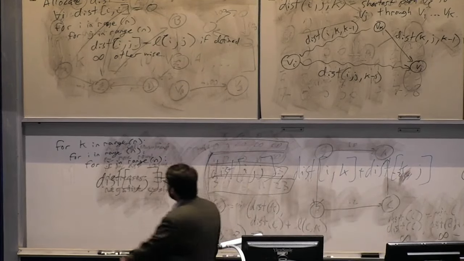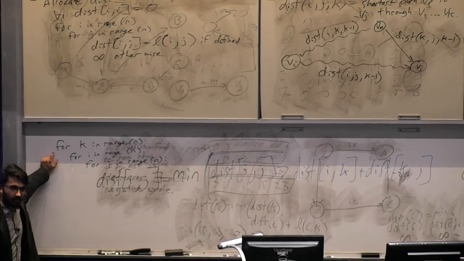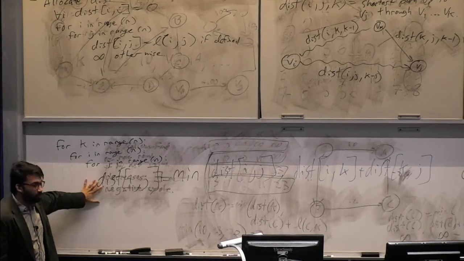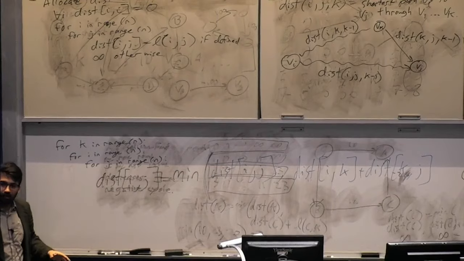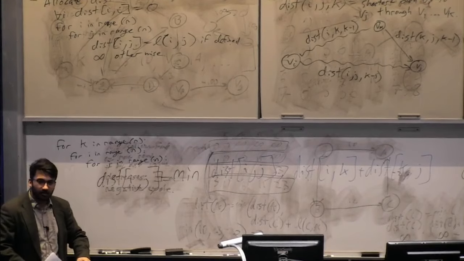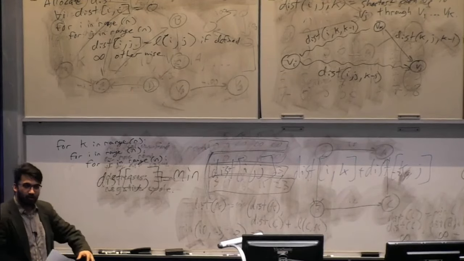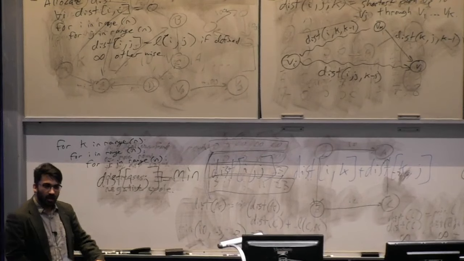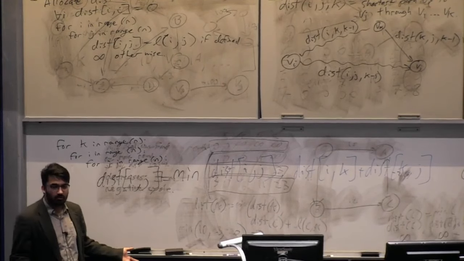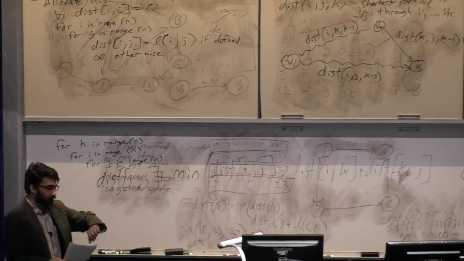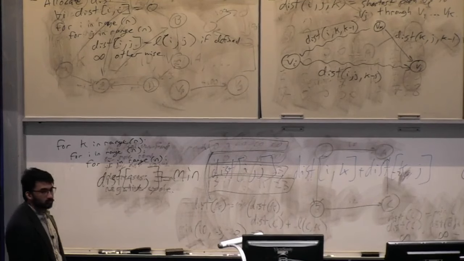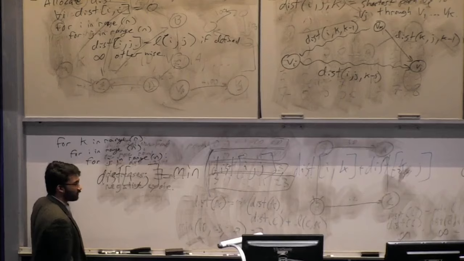Now, what are you going to do? The outermost loop is k. So what you're doing is computing all the shortest paths that go through A or don't go through A, all the shortest paths that go through B or don't go through B, all the shortest paths that go through C or don't go through C, and at the end, you'll simply have all the shortest paths. Right? Yes? Yeah. For directed graphs, it's a simple modification as well.